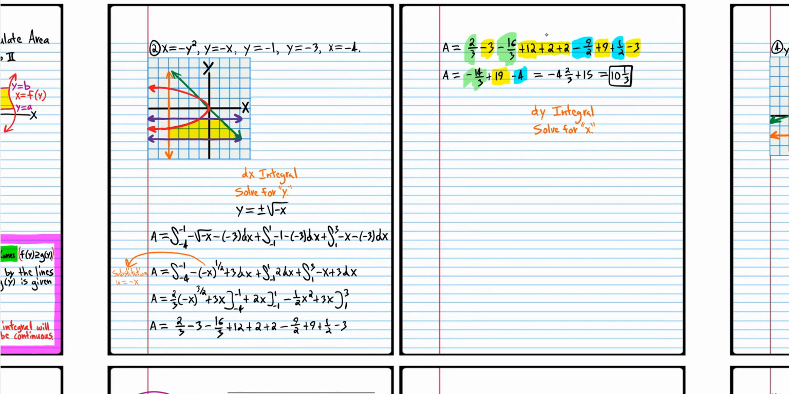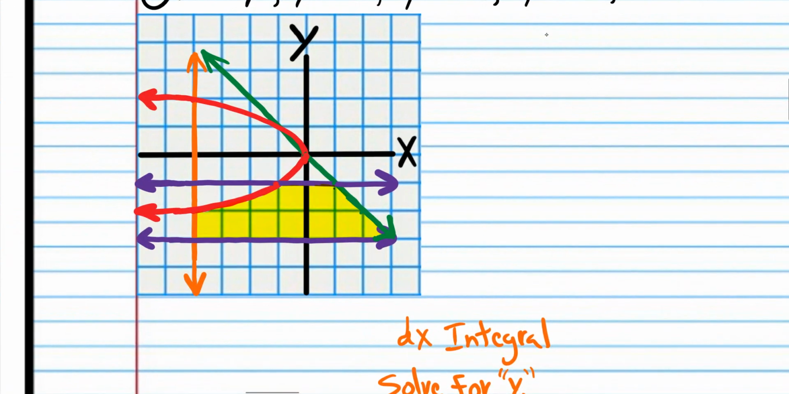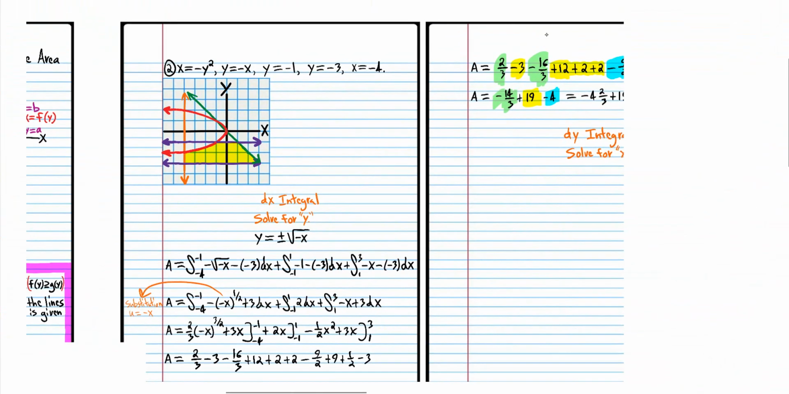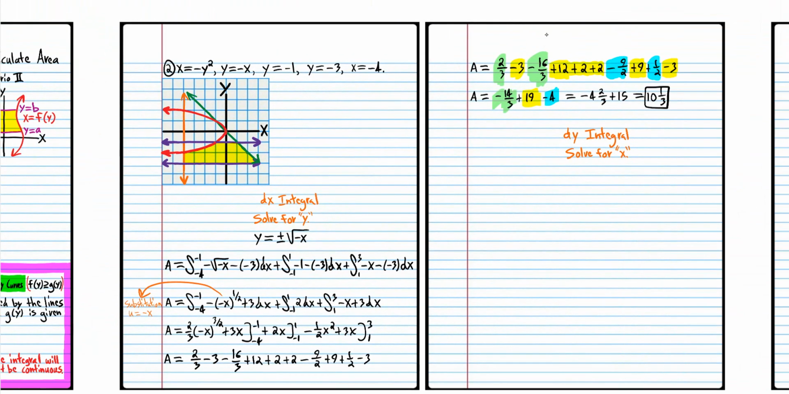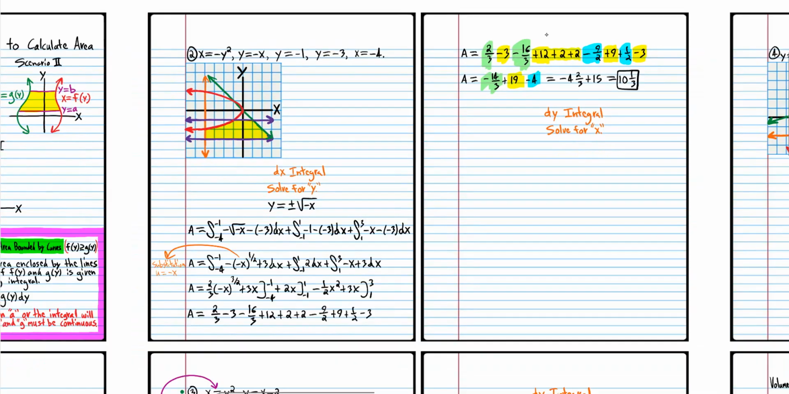Okay, so again, sometimes you can't find area with one integral. You have to use multiple integrals. Now, I would not use an integral for this part and this part. I would just use basic formulas, length times width for the square, and then 1/2 base times height for the triangle, because it's just easier to do it that way. But again, I just want to demonstrate that using integrals, you're going to find the same answers.